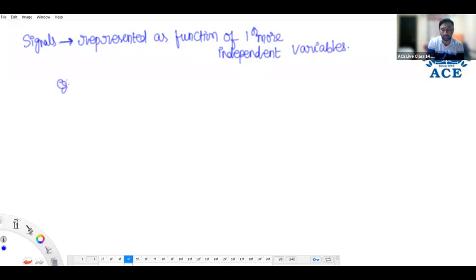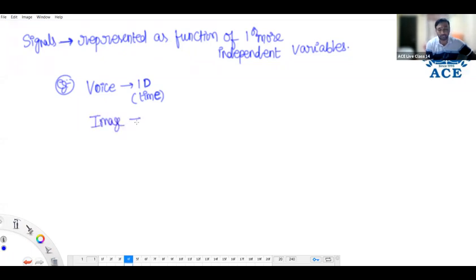The examples are like this. If you take voice signal, normal speech signal is one dimensional because the independent variable that is changed is time. When you are speaking with another person, what is the coordinate that is continuously changing? Time. As the time progresses, we are uttering different words. Normal voice signal is one dimensional.